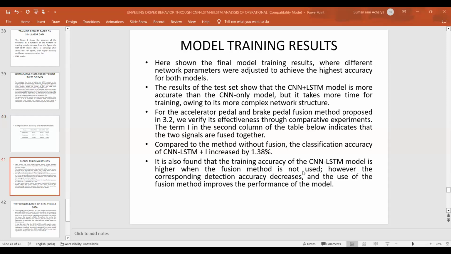Then the model training results are shown here, where the different network parameters were adjusted to achieve the highest accuracy for both models. The result on the test set shows that the convolutional neural network and long short-term memory model is more accurate than the CNN-only model, but it takes more time to train owing to its more complex network.